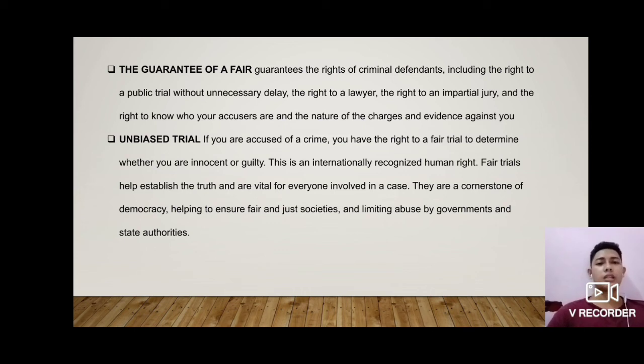And last is unbiased trial. If you are accused of a crime, you have the right to a fair trial to determine whether you are innocent or guilty. This is an internationally recognized human right. Fair trials help establish the truth and are vital for everyone involved in the case. They are a cornerstone of democracy, helping to ensure a fair and just society and limiting abuse by the government and state authority.